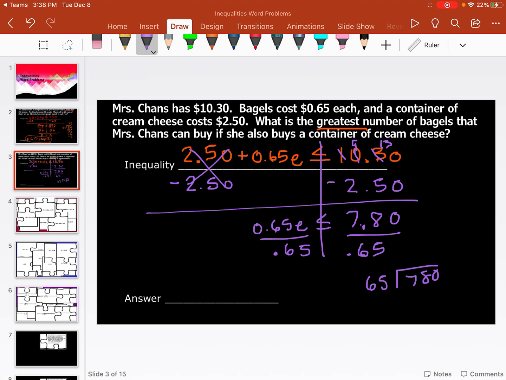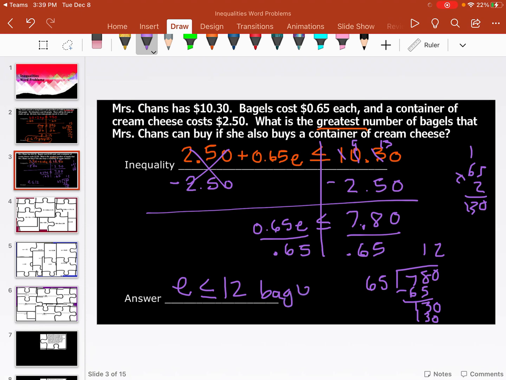Okay, so 65 can go into 78 one time. 65, subtract, and we get 13, 0. And then 65 can go into 130 two times. And we get 130, because 65 times 2 is 130. So our answer will be E is less than or equal to 12 bagels.